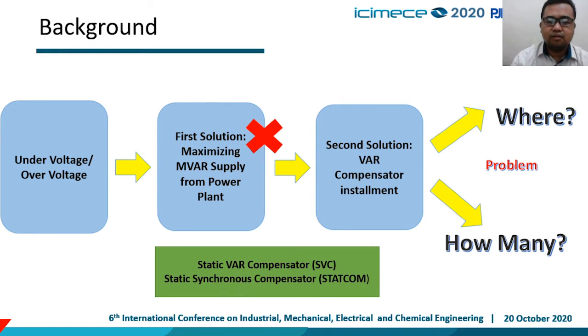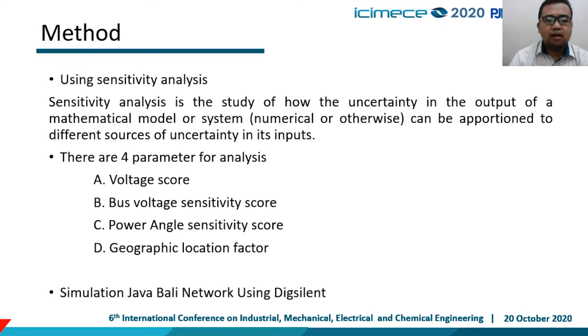In this paper, we use sensitivity analysis. Sensitivity analysis is the study of how uncertainty in the output of a mathematical model or system, numerical or otherwise, can be apportioned to different sources of uncertainty in its output. We use four parameters for analysis. First, voltage score. Second, bus voltage sensitivity score. Third, power angle sensitivity score. And fourth, geographic location factor.